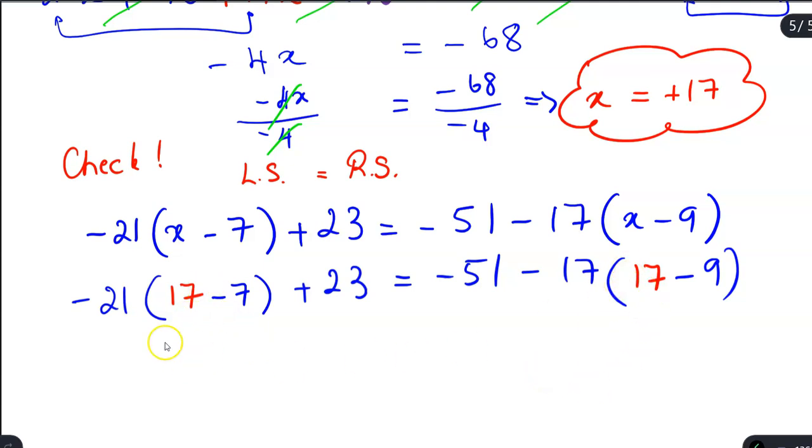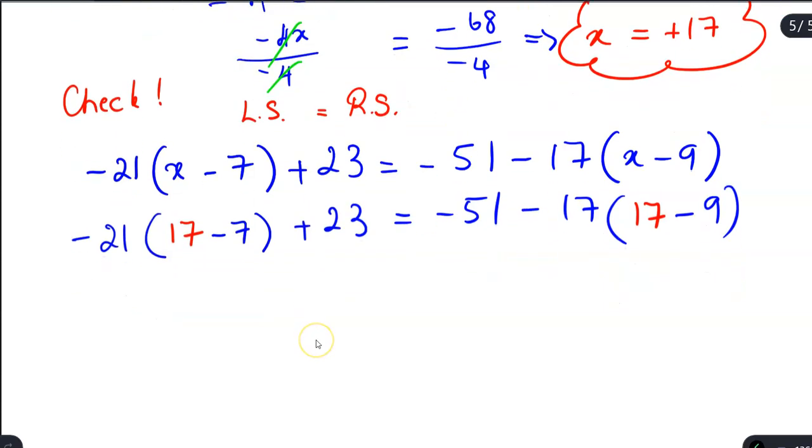Now it gets into the concept of BEDMAS. We need to know what to do first. We need to combine the terms inside the brackets first. So that should give me 10.